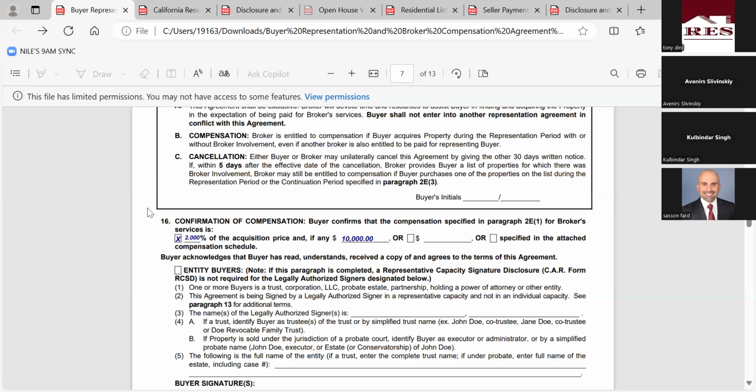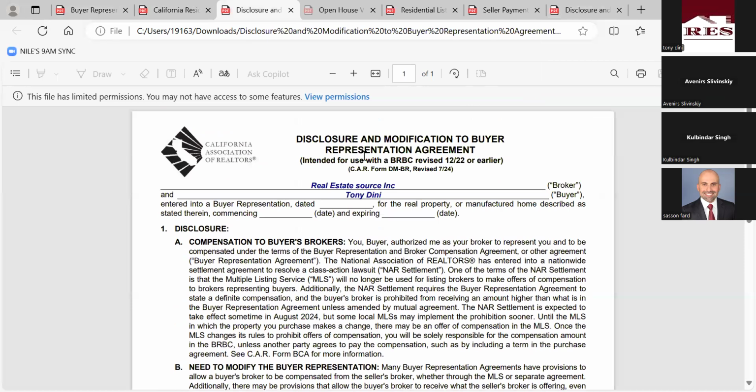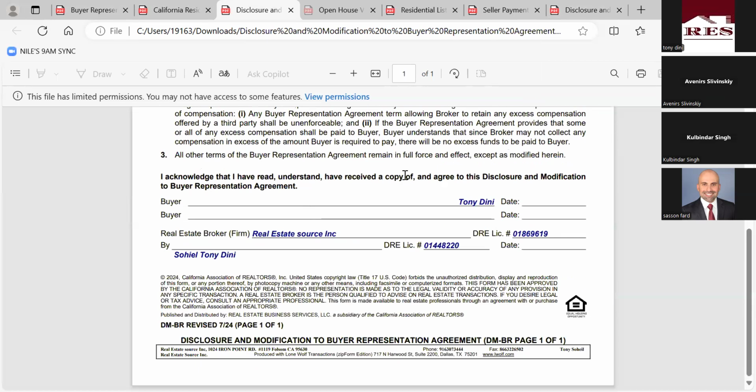And what's that form called? It is called Disclosure and Modification to the Buyer Representation Agreement, right here. Oh, okay, BR. Okay. Yes.